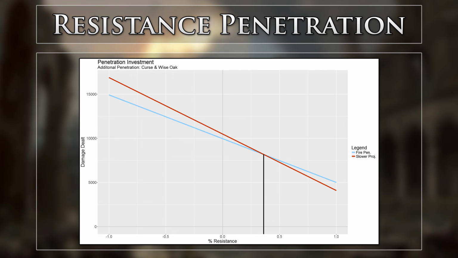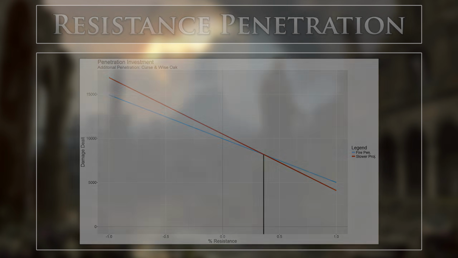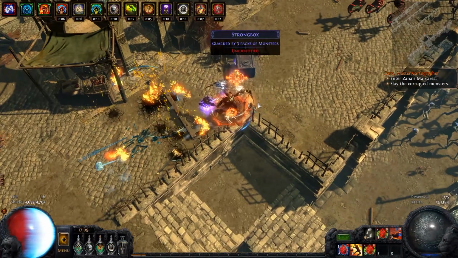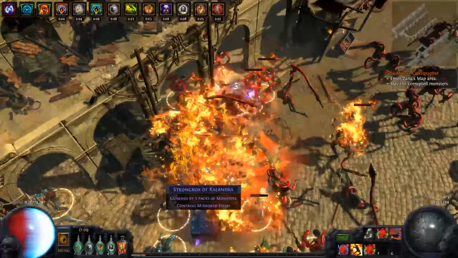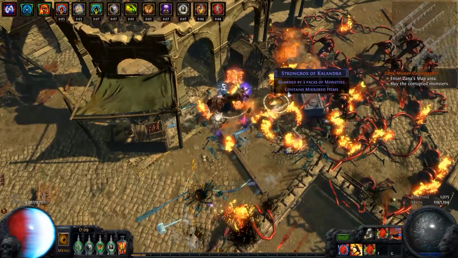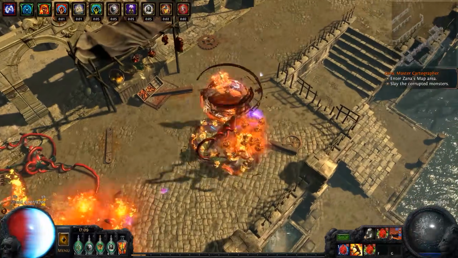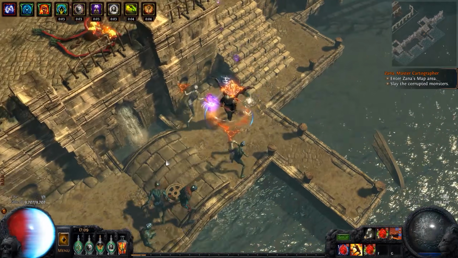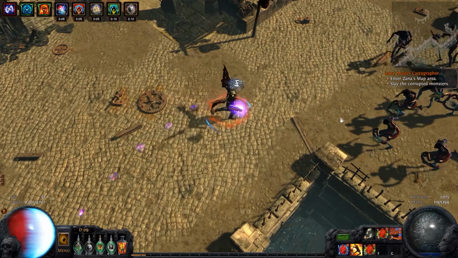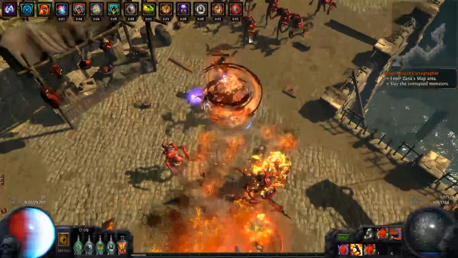Looking at the graph, we can see that these two functions intersect at 36% fire resistance, making the fire penetration gem hold less value against general non-boss monsters. However, once you get to endgame scenarios and are in maps with large amounts of elemental resistance, and are fighting bosses with elemental resistance and reduced curse effectiveness, pure penetration will hold its value much better. So don't skimp out on penetration, but be aware of other support options that may provide you better damage effectiveness if you already have decent penetration investment.